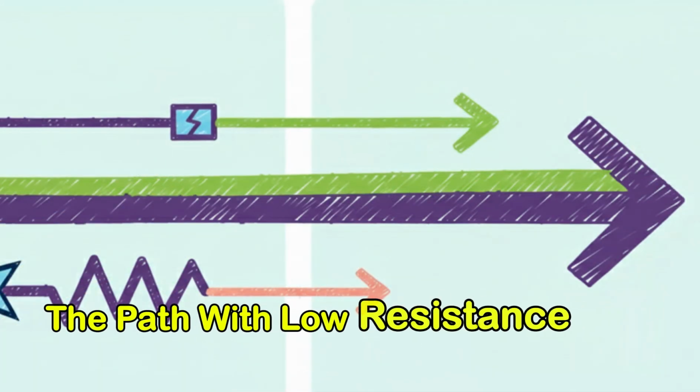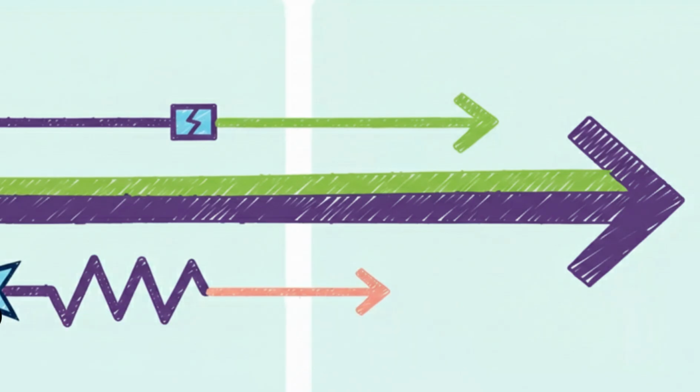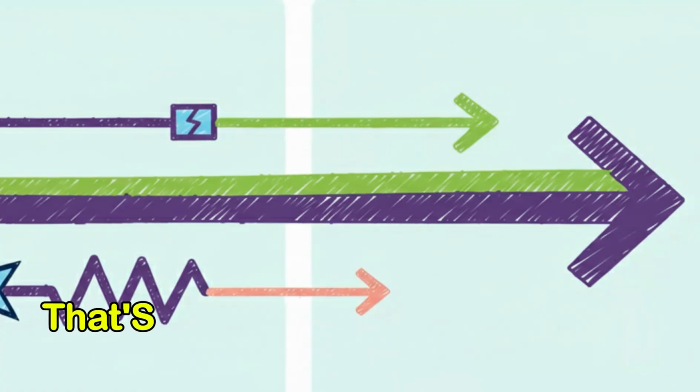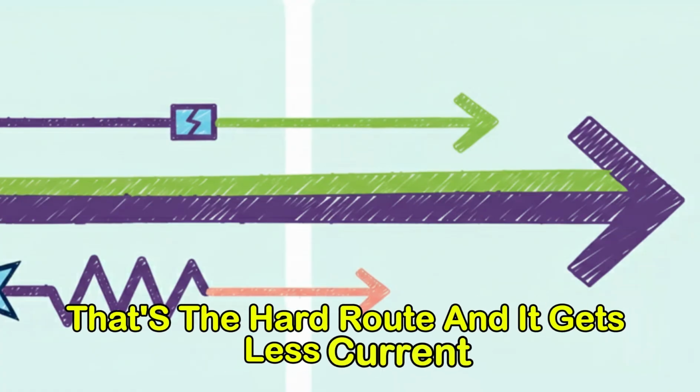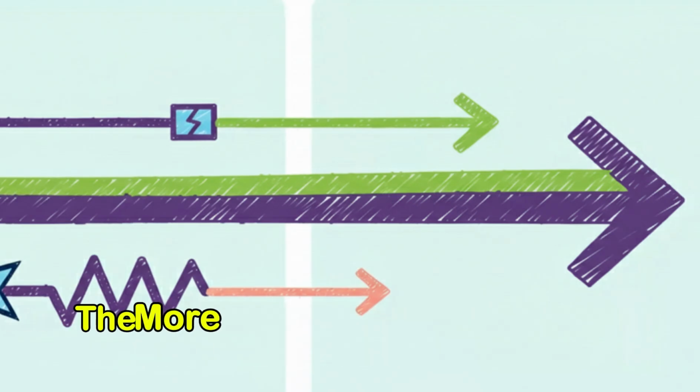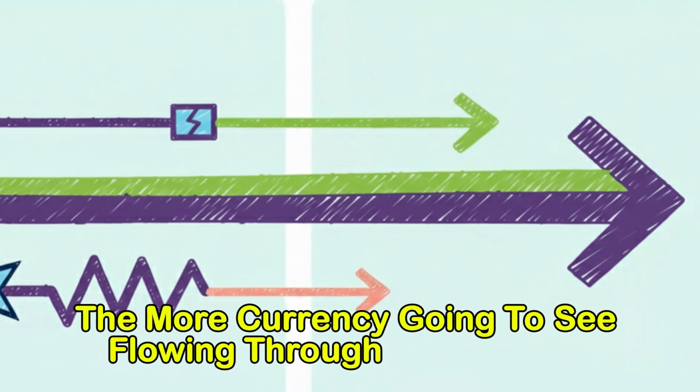The path with low resistance is our easy route, so it gets way more current. The path with high resistance, that's the hard route, and it gets less current. That's a simple inverse relationship. The lower the resistance, the more current you're going to see flowing through that branch.